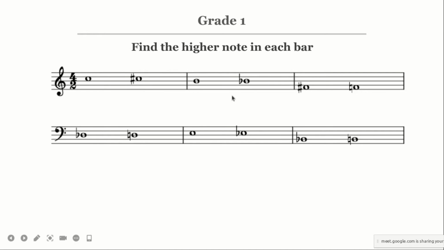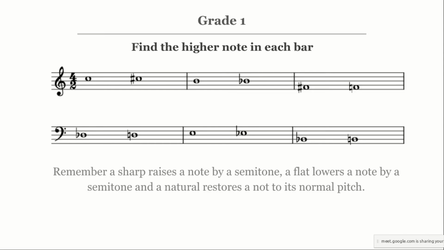What about in the second bar? Which one is higher? What are the names of these notes, Gladys? The first one is B. And the second one? B flat. Which one is higher? The B. B is higher than B flat. Yes. Remember, a sharp raises a note and a flat lowers a note.